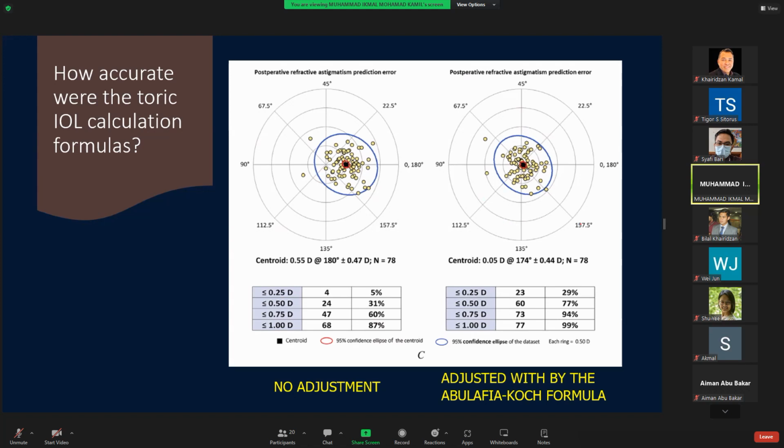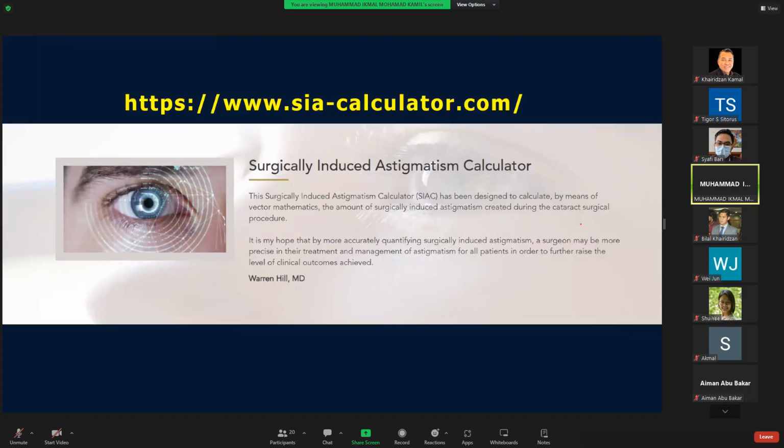So how do we actually use this analysis? We can go to the SIA calculator website, developed by Dr. Warren Hill. We can put our parameters and data in the online calculator, and we can get the double angle plot analysis to check the accuracy of our surgery.